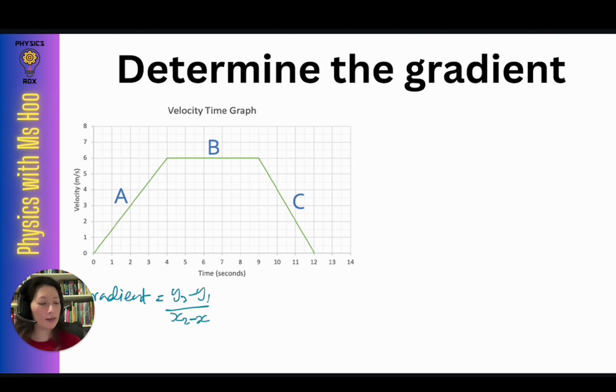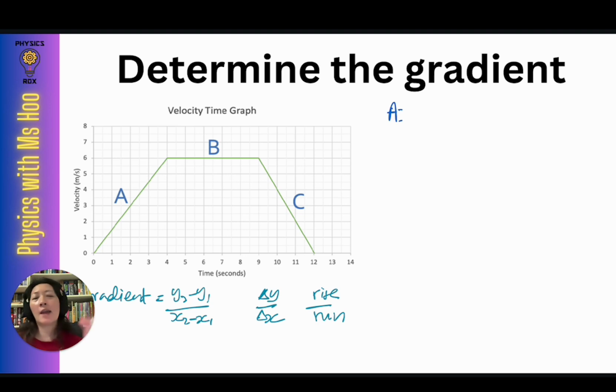Or you might learn it as change in y over change in x. Or you might learn it as rise over run. So whichever the formula you use, it's actually calculating the same thing. Because there are three sections in this graph, let's calculate the gradient for all three sections. So let's start with A.